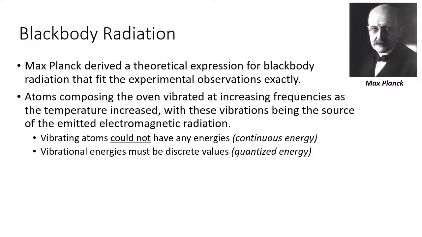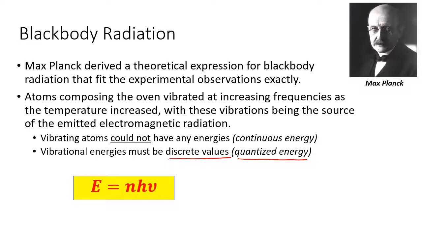If we imagine that the atoms making up the oven vibrate at increasing frequencies as the temperature is increased, these vibrations are the source of the emitted electromagnetic radiation. Classical physics would have us believe that the vibrating atoms could have any energy, meaning the energy could be continuous. But what Max Planck proved is that the vibrating energies have to be discrete values. In other words, the energy has to be quantized.